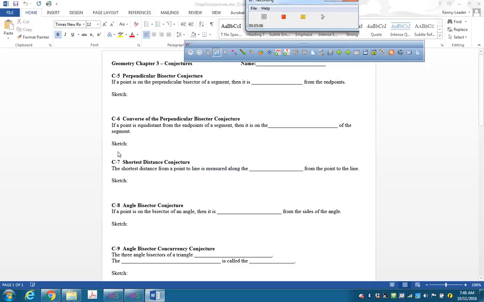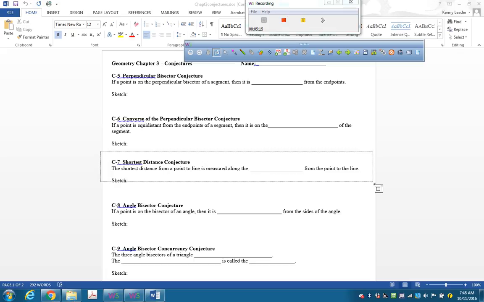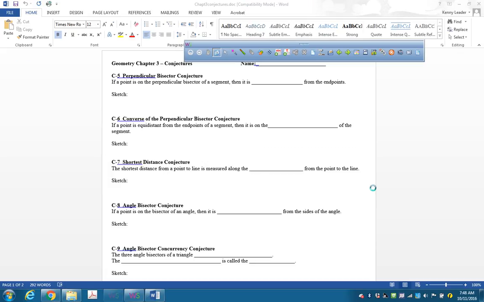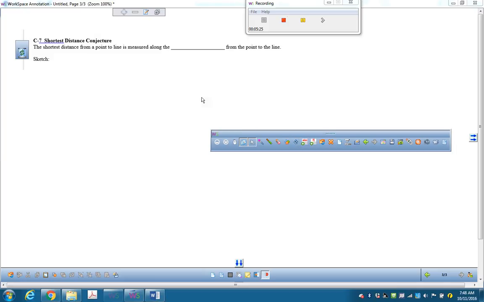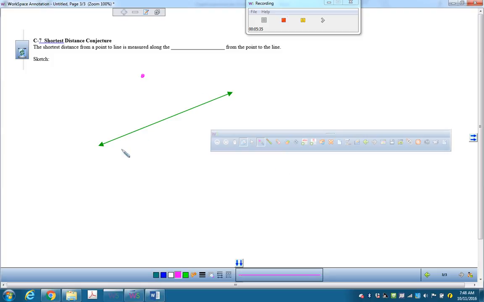Next conjecture, we talked about that. So this conjecture right here, C7, says that the shortest distance from a point to a line is measured along the perpendicular. So in other words, here's some line, right? That's not a line. Here's a line, and here's a point over here. And I say, go the shortest distance from this point to that line.